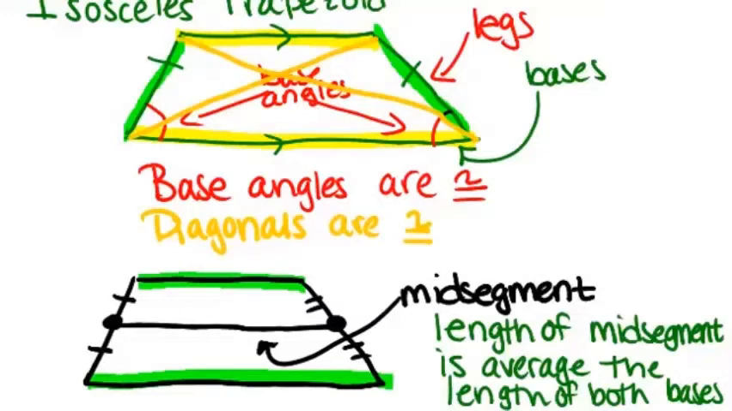So for example, if the top base was length 8 and the bottom base was length 14, to figure out the midsegment, you would do 8 plus 14 and divide that by 2. And since 8 plus 14 is 22, and 22 divided by 2 is 11, the length of the midsegment will be 11.